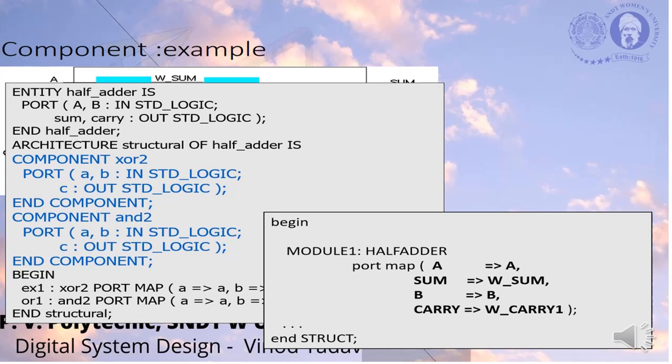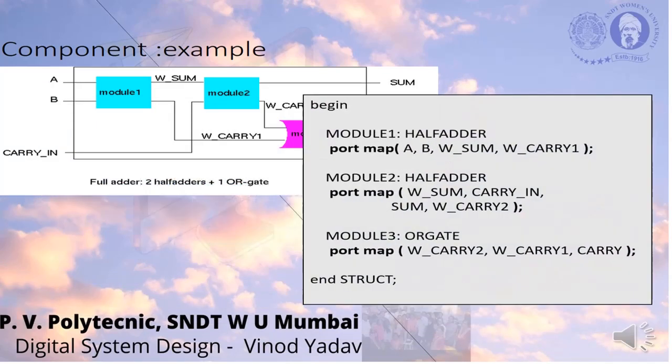Then we are mapping another module. First we have mapped module 1. This is the way we are mapping another module: module 1, module 2 and module 3.